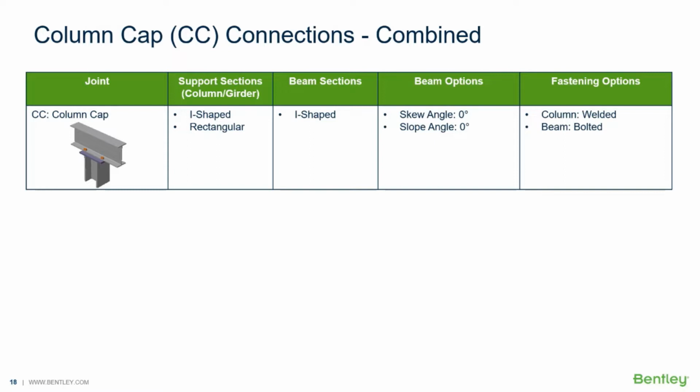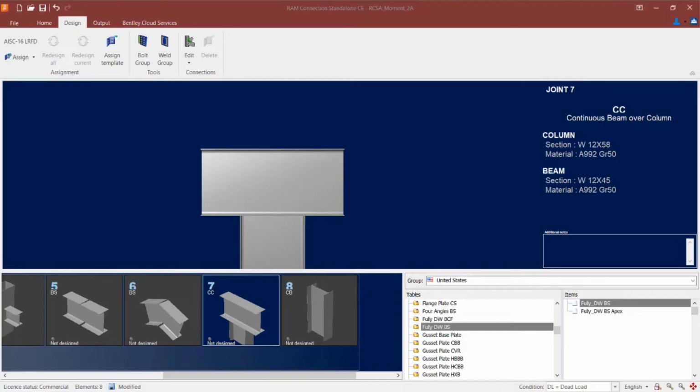In this particular video, we're going to discuss the workflow for assigning a column cap plate connection within RAM Connection Standalone. We will now turn our attention to our RAM Connection Standalone application. As you can see, I've already created a column cap type joint within our sample model. This joint must resist both shear and moment reactions imposed upon it. For this video, we are going to be assigning a column cap plate.